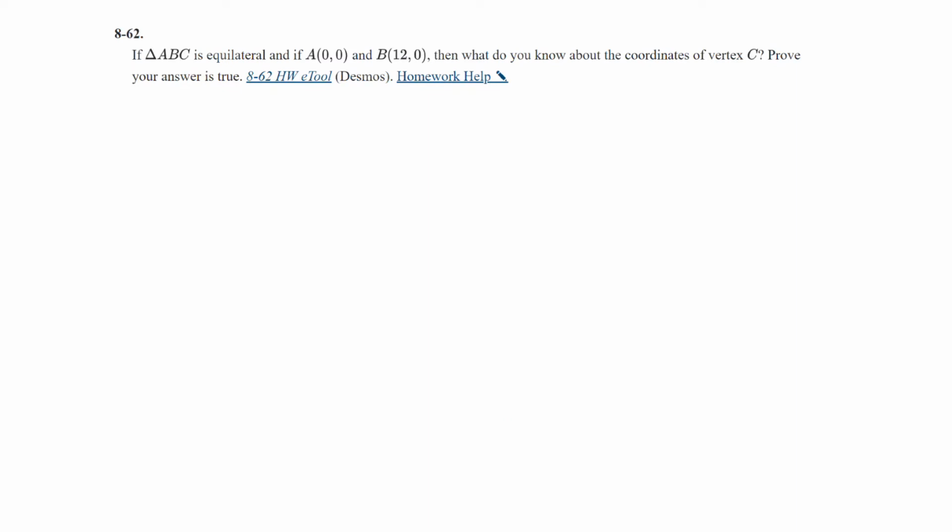Question 62, if triangle ABC is equilateral, and if A is (0, 0) and B is (12, 0), then what do you know about the coordinates of vertex C? Prove your answer is true.